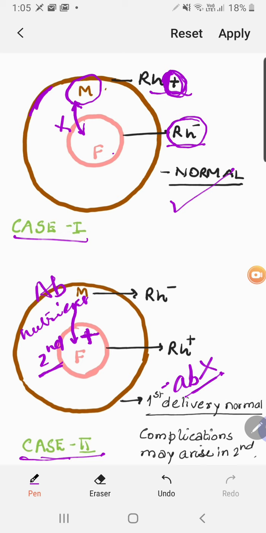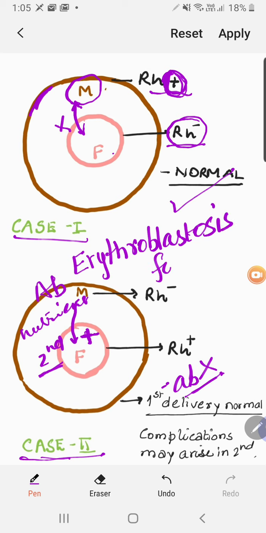But if suppose these Rh incompatibility cases arise, in that case, now you have to note down the name of the disease. The name of the disorder becomes erythroblastosis fetalis. Erythroblastosis fetalis. This is due to Rh incompatibility between the mother and the fetus.